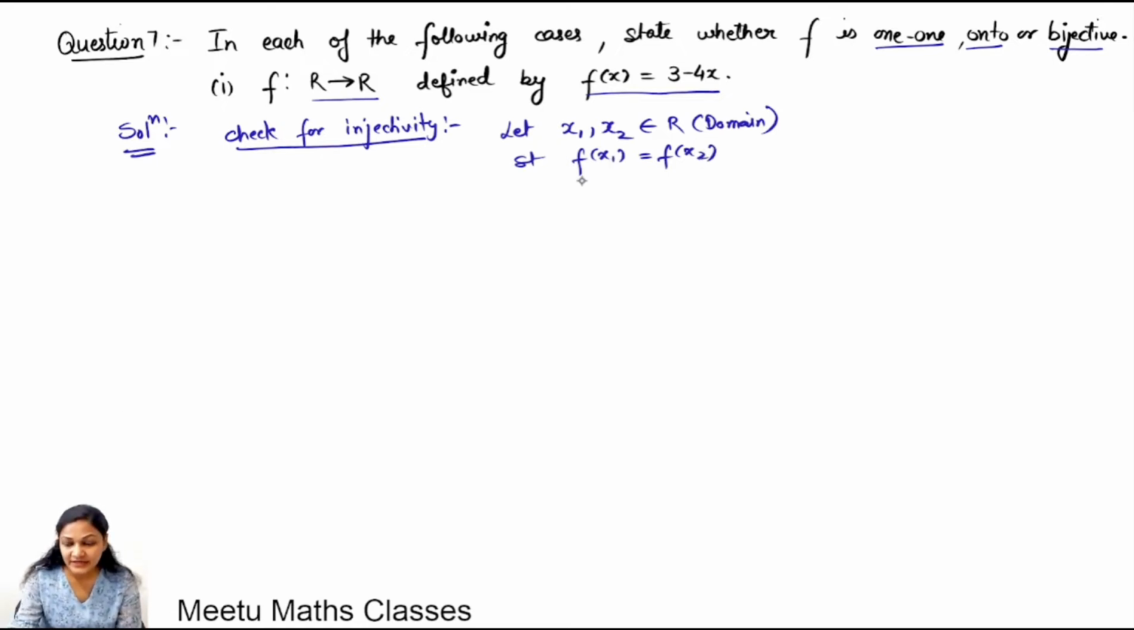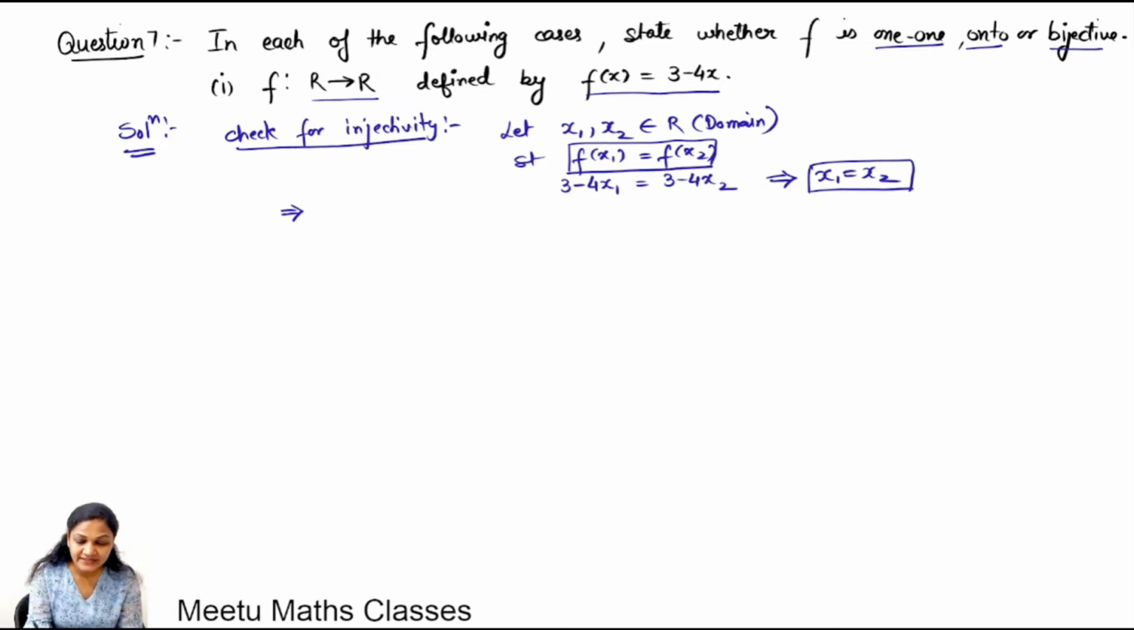Now f(x1) is 3 - 4x1 and f(x2) is 3 - 4x2, and this implies that x1 is equal to x2. So if the images are equal, then the elements are also equal. That implies that your function f is injective, or 1-1. Okay. Now we are going to check for surjectivity.